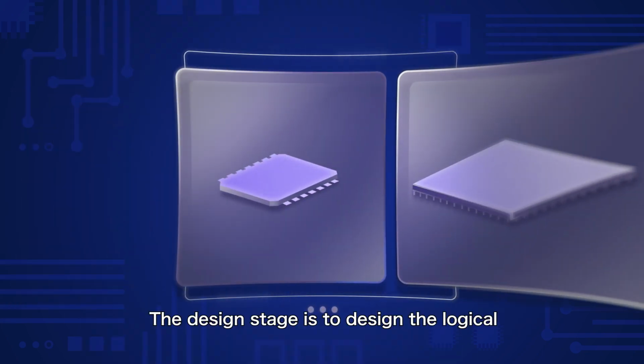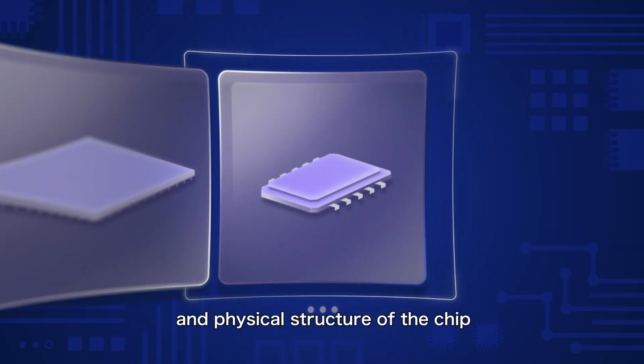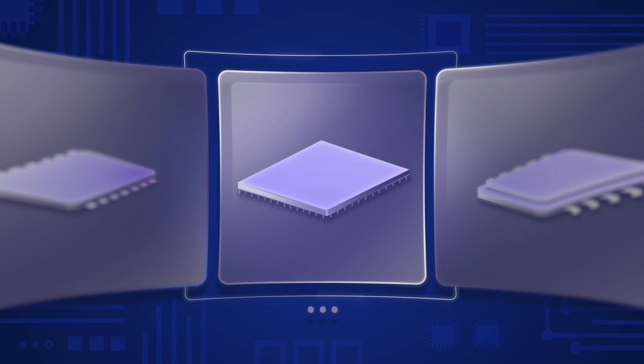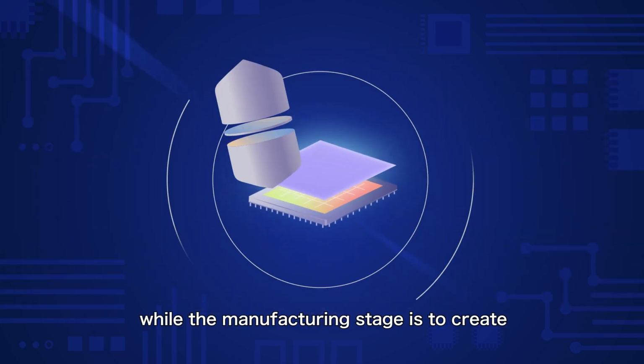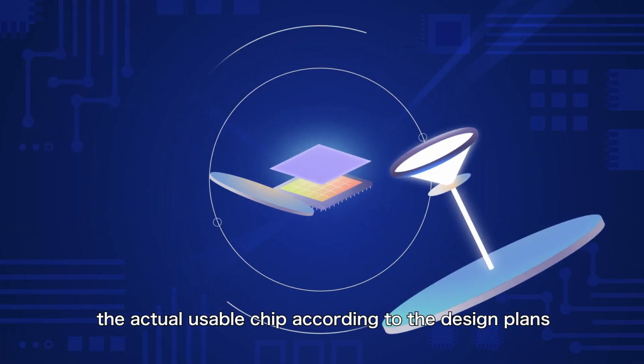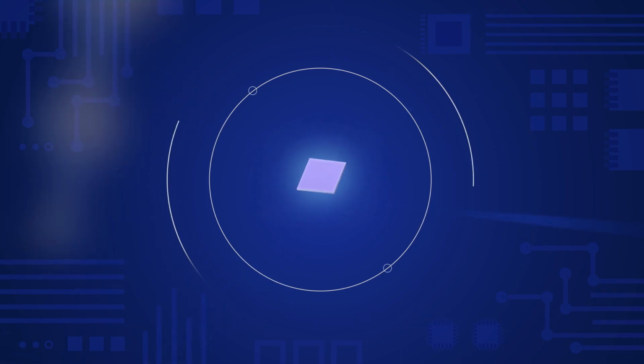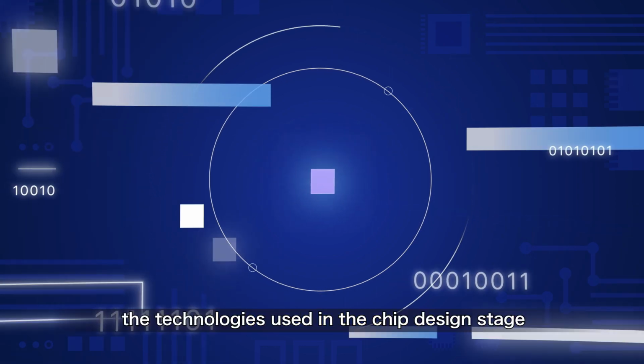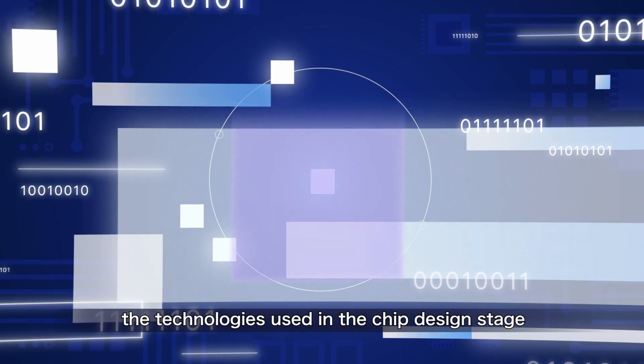The design stage is to design the logical and physical structure of the chip, while the manufacturing stage is to create the actual usable chip according to the design plans. We will introduce the technologies used in the chip design stage.